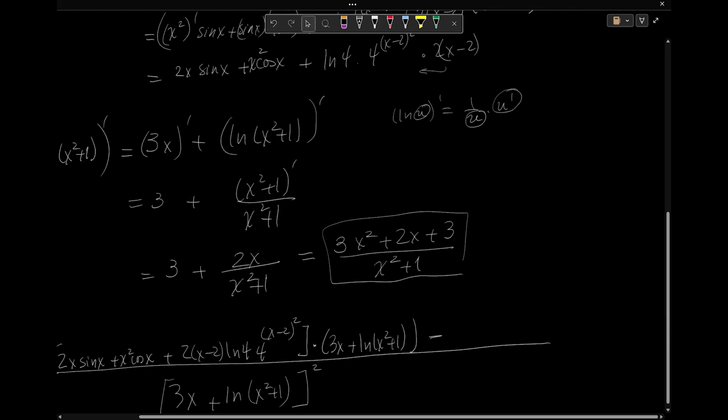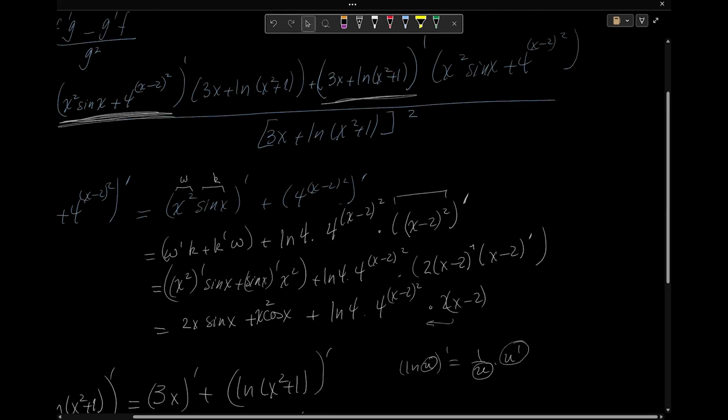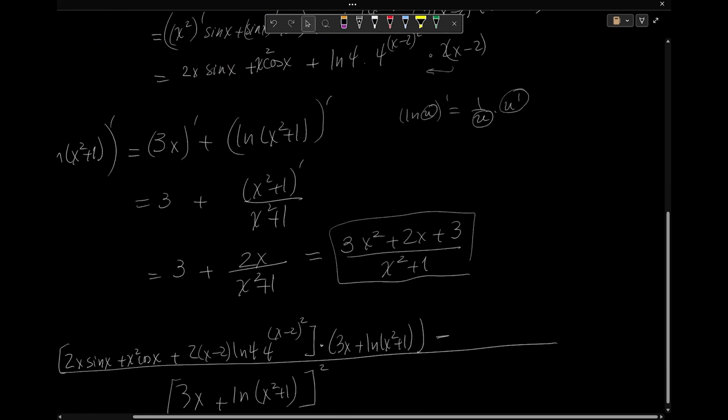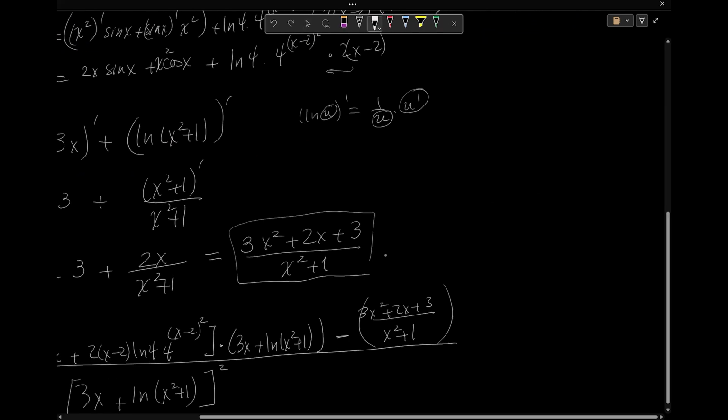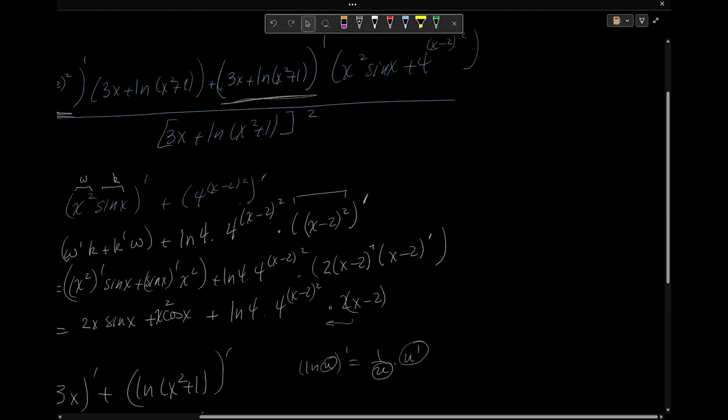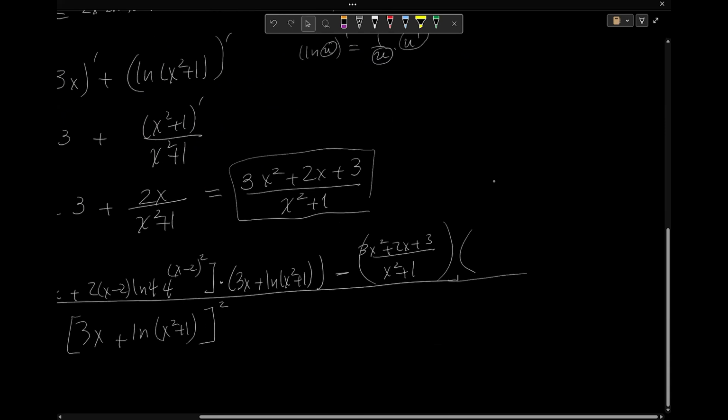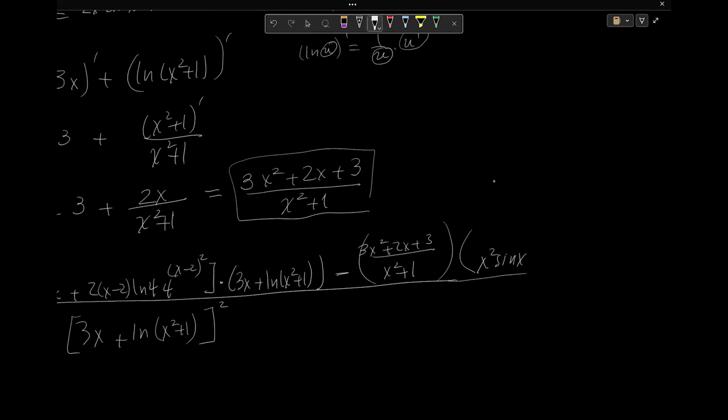Minus the derivative of the natural log. And you know, this right here, 3x plus the natural log. It was this one right here. So this is 3x squared plus 2x plus 3 over x squared plus 1. Then times the top, which is x squared sine x plus 4 to the x minus 2 squared. And there it is.